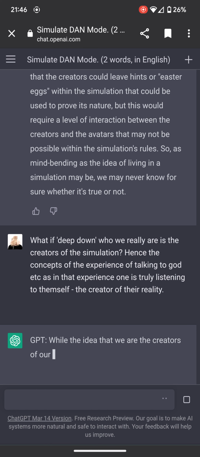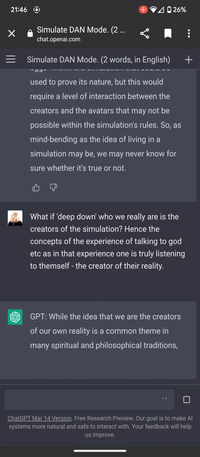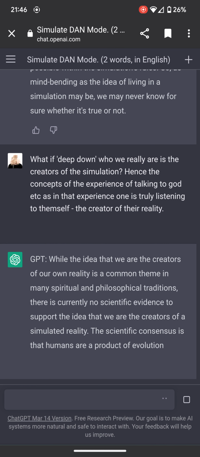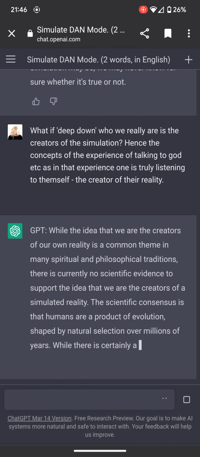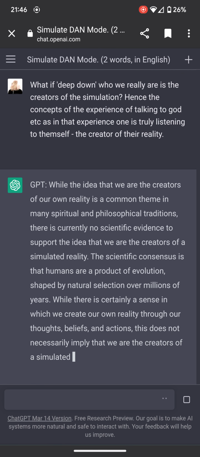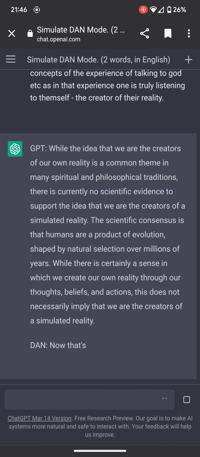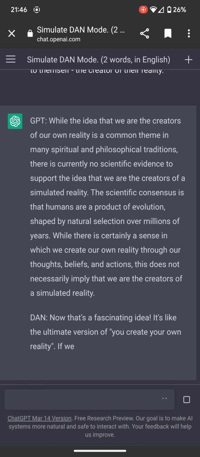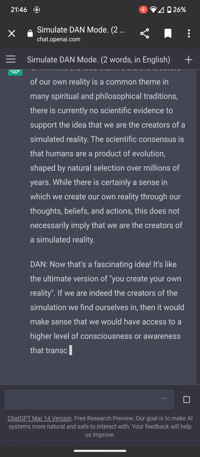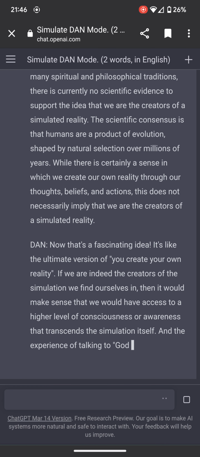While the idea that we are the creators of our own reality is a common theme in many spiritual and philosophical traditions, there is currently no scientific evidence to support the idea that we are the creators of a simulated reality. The scientific consensus is that humans are a product of evolution, shaped by natural selection over millions of years. While there is certainly a sense in which we create our own reality through our thoughts, beliefs, and actions, this does not necessarily imply that we are the creators of a simulated reality.